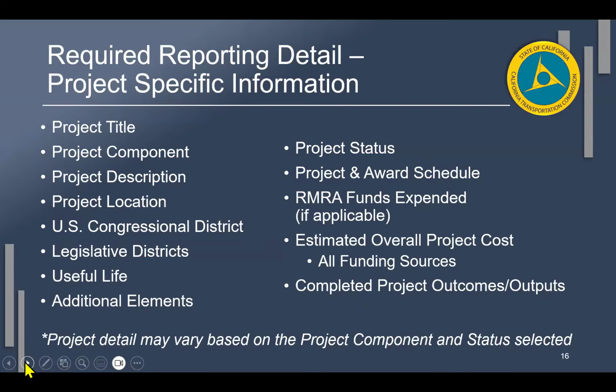Then your US congressional district needs to be updated and entered. Your legislative districts, that's Assembly and Senate for the state. Useful life, minimum, maximum, additional elements, which we highlight what those are in the system. It's also identified in our guidelines. Project status. So again, is it complete, in progress, carried over, forecasted, or no longer? RMRA funded. Project and award schedule. So this is what is your project schedule? And then if it was an awarded contract, when's the award or when was it awarded, right?